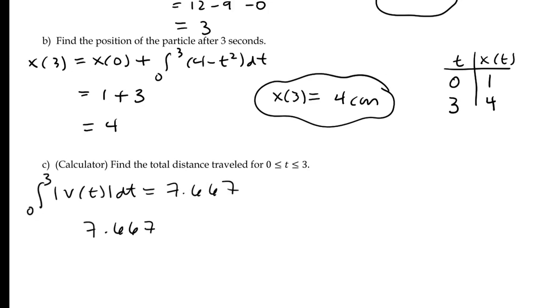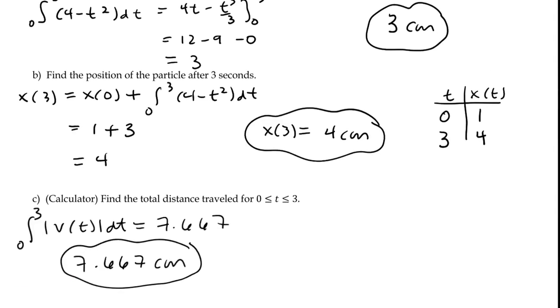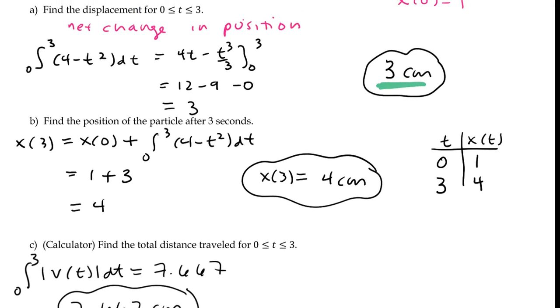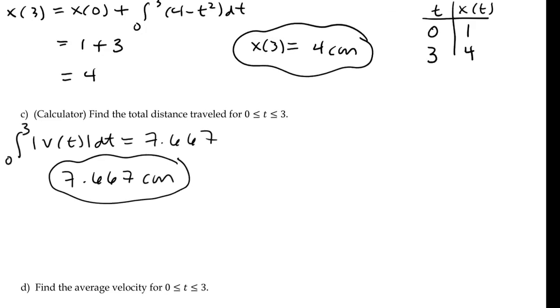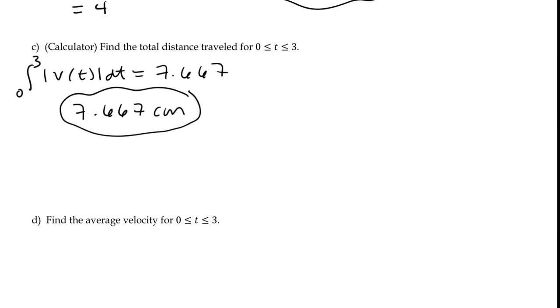And then let's put units on this. So 7.667 centimeters is the total distance traveled. Do you guys see that the total distance traveled, which is 7.667, is not the same as the net change? Okay, because you're going forward and backward. So for the net change, you only changed your position by 3, but we actually traveled a lot more. That would be sufficient for this problem.